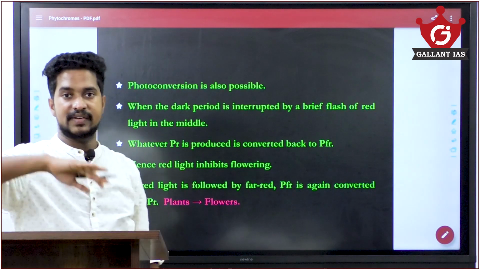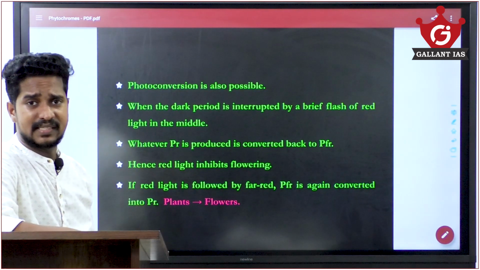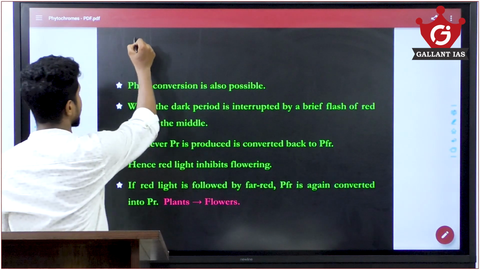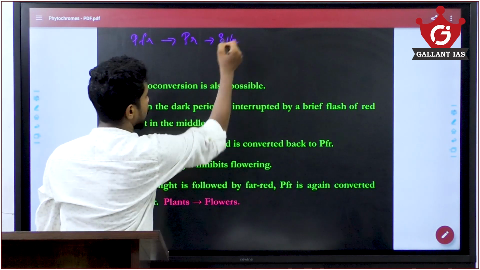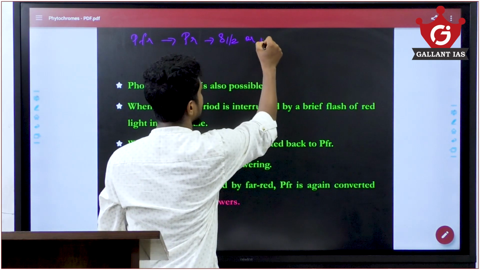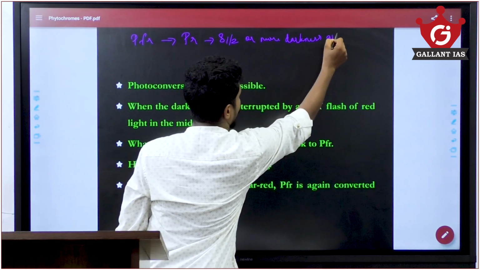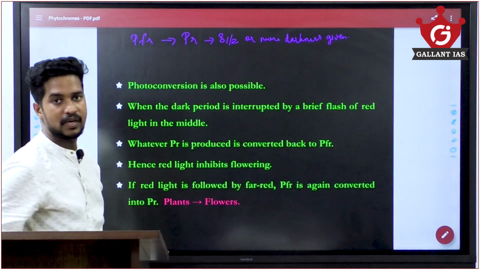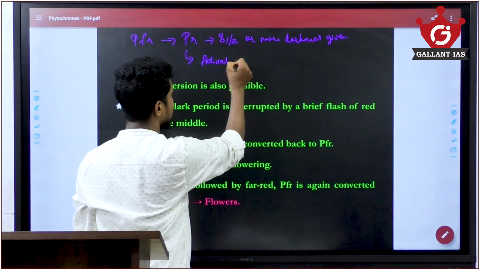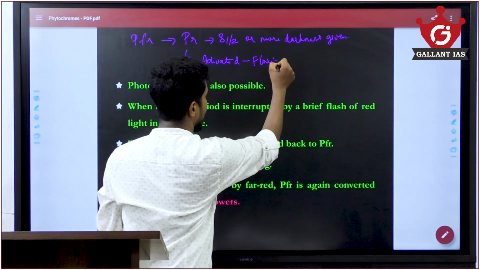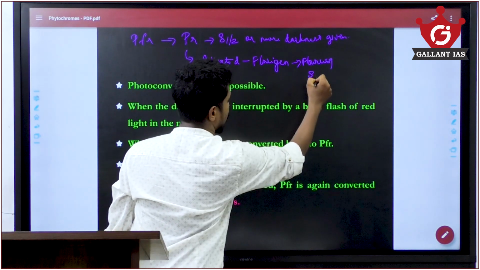So we have discussed the thermal conversion. There are two forms. One is the thermal conversion, during which PFR is converted to PR if 8 and a half or more hours of darkness is given. This PR activates florigen and helps in flowering in short day plants.